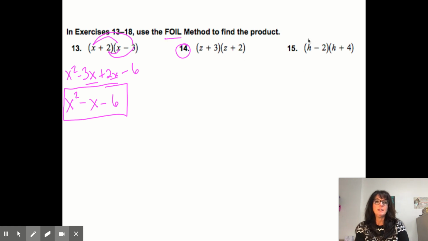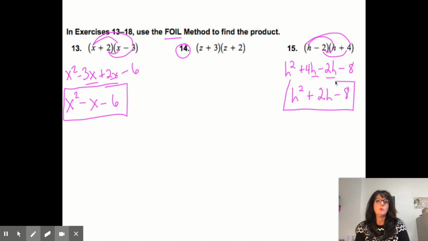And I will work on number 15. So first, outer, inner, last. So first terms multiply to h squared. The outer terms, h times 4. Inner terms and last terms. Combine like terms, h squared plus 2h minus 8. And we get a trinomial.